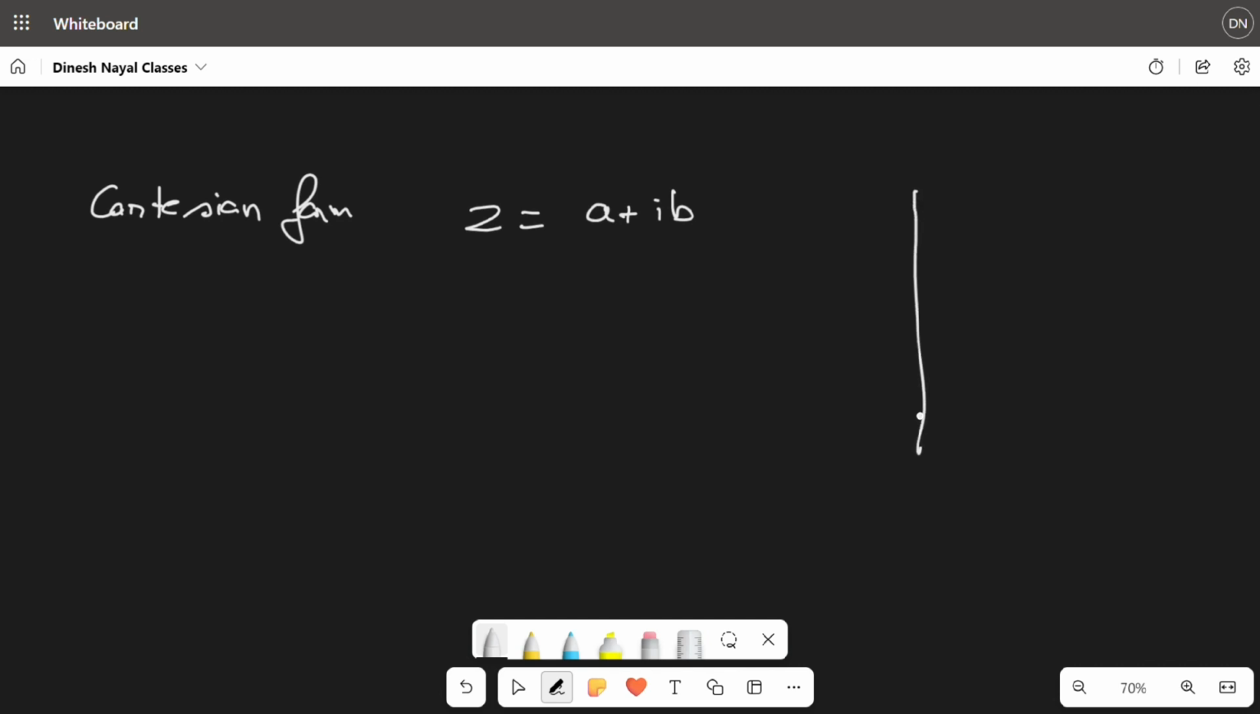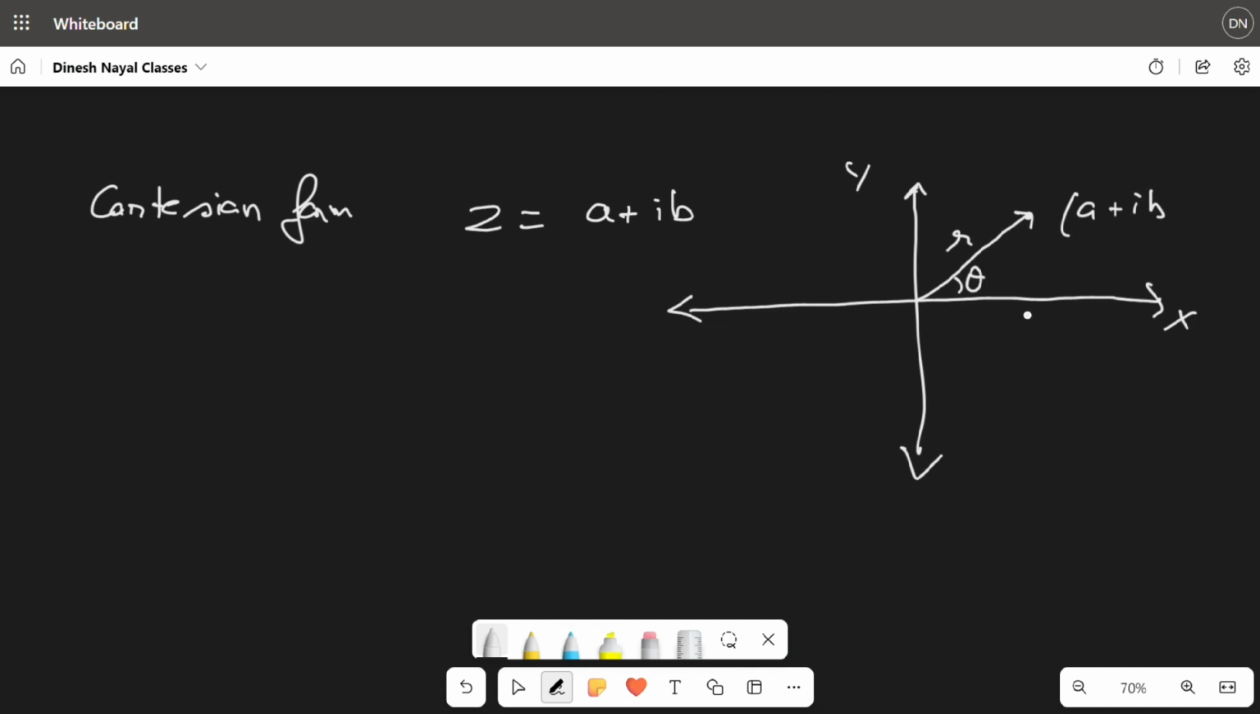And you know that this is the Argand diagram. This is how we draw the complex plane, in which x is called the real axis and y the imaginary axis. Now suppose this is a complex number a plus ib. If you join them, this is the modulus r and this is the argument theta. This part on the x-axis is a, and this one on the y-axis is b.